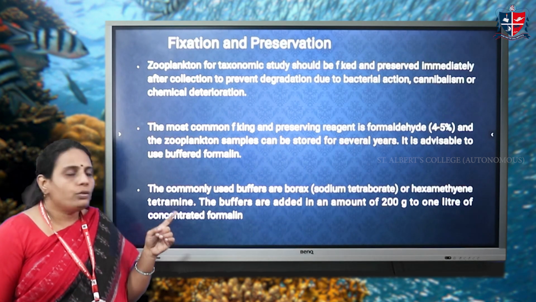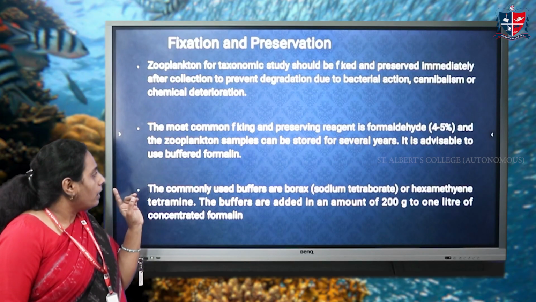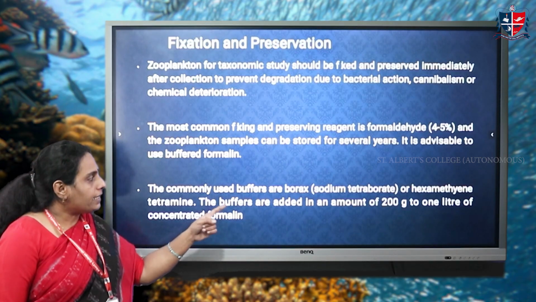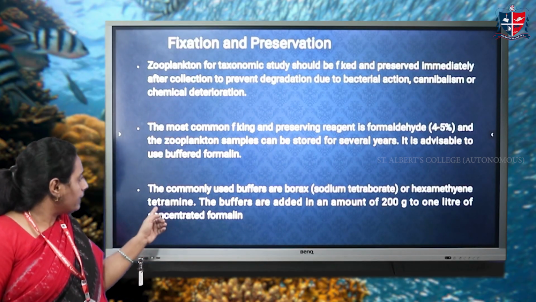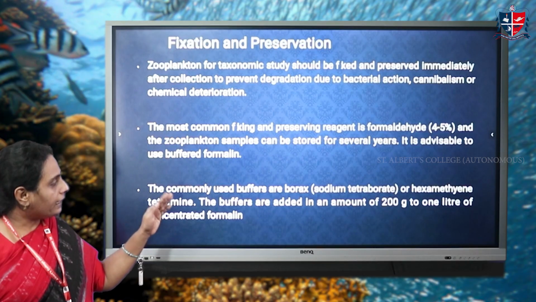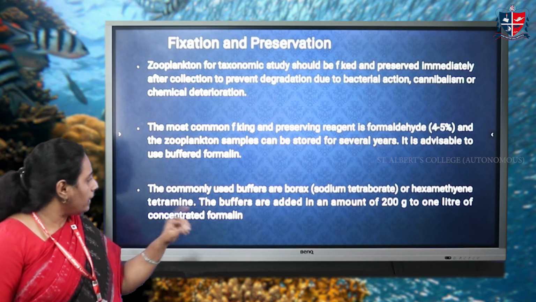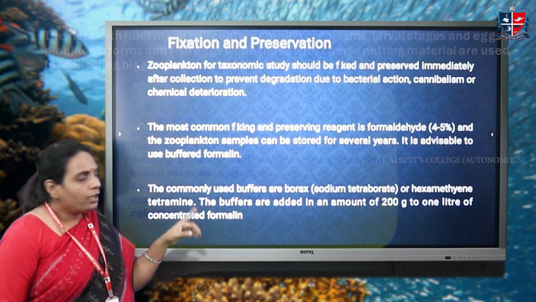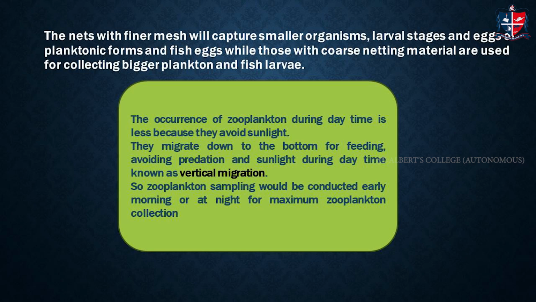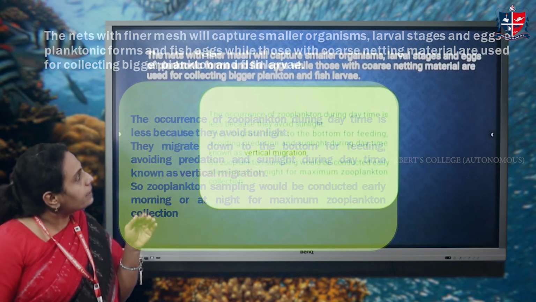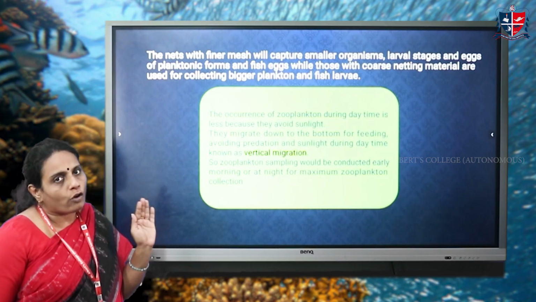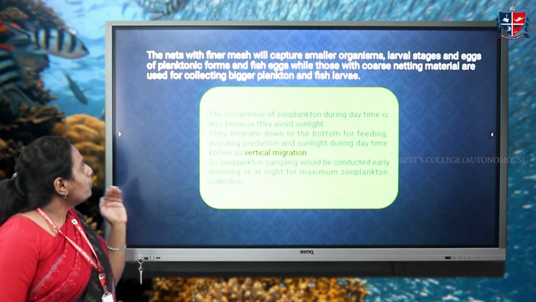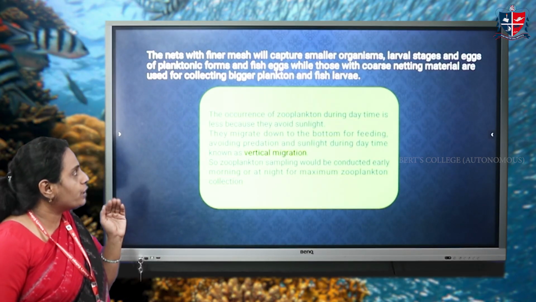It is advisable to use buffered formalin. The commonly used buffers are borax, that is sodium tetraborate, or hexamethylenetetramine. The buffers are added in an amount of 200 grams to 1 liter of concentrated formalin. So always it is advisable to use buffered formalin. Nets with finer mesh will capture small organisms, that is larval stages and zooplanktonic forms, or fish eggs, while those with coarse netting material are used for collecting bigger plankton and fish larvae.